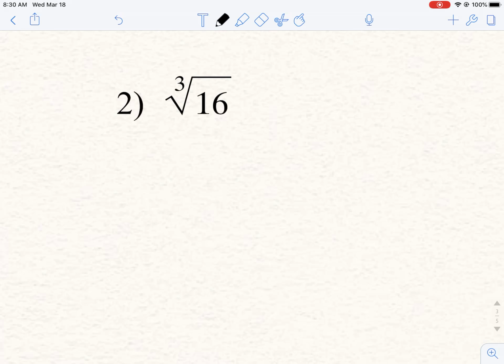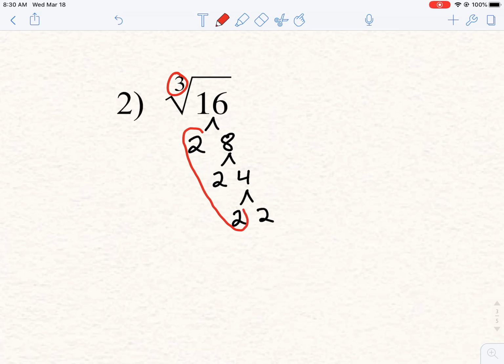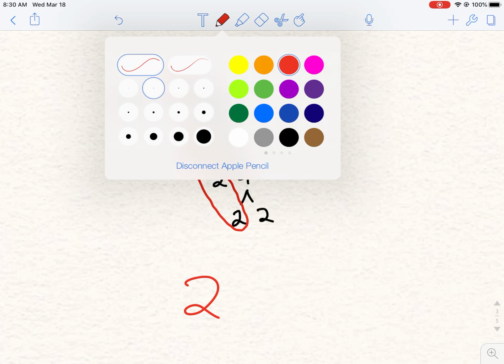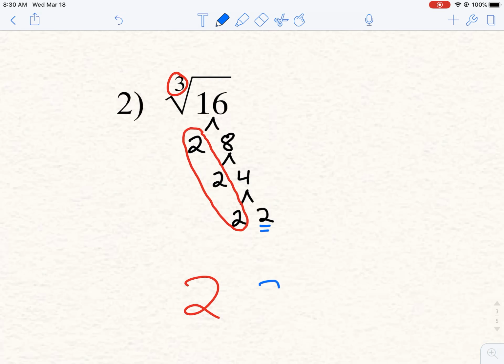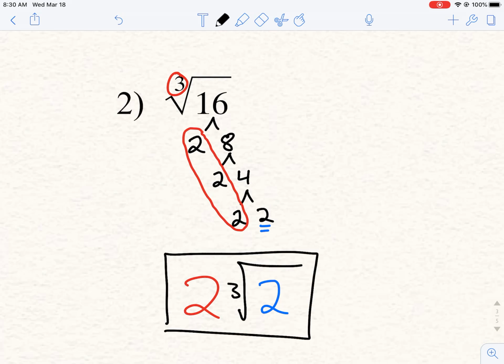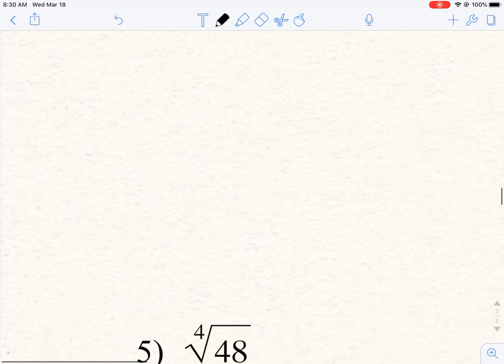Another example, the cube root of 16, so that's 2 and 8, which is 2 and 4, which is 2 and 2. So again, cube root, I'm looking for groups of 3. So here's a group of 3 right there. So the 2 comes out. This 2 is left over, so that's going to remain inside of my radical. So my answer is 2 cube root of 2 if I'm simplifying the cube root of 16.